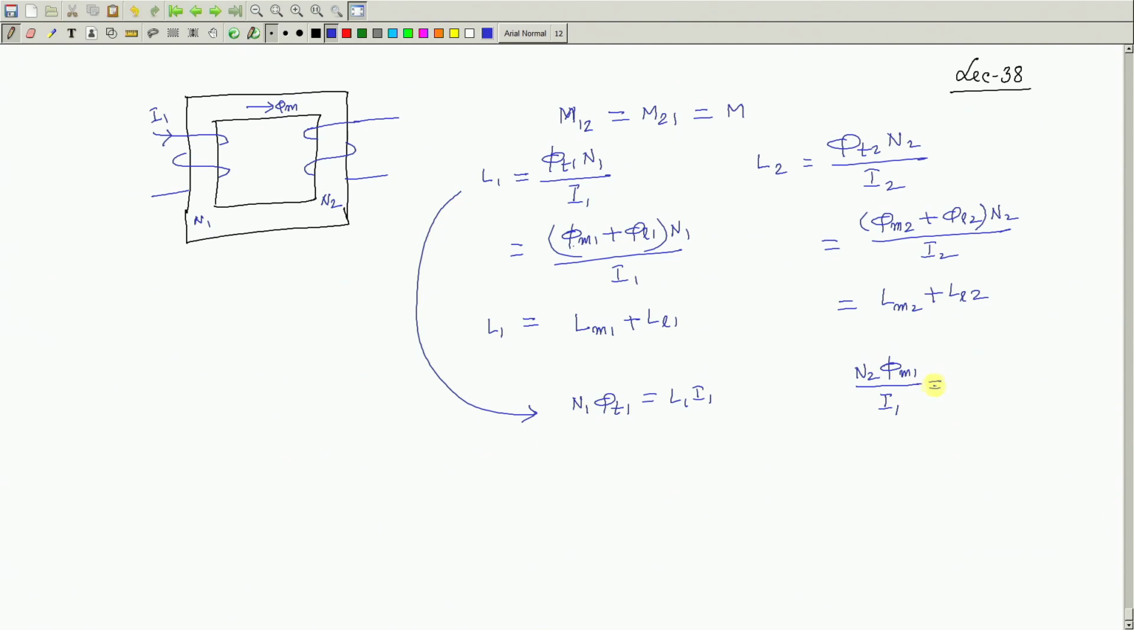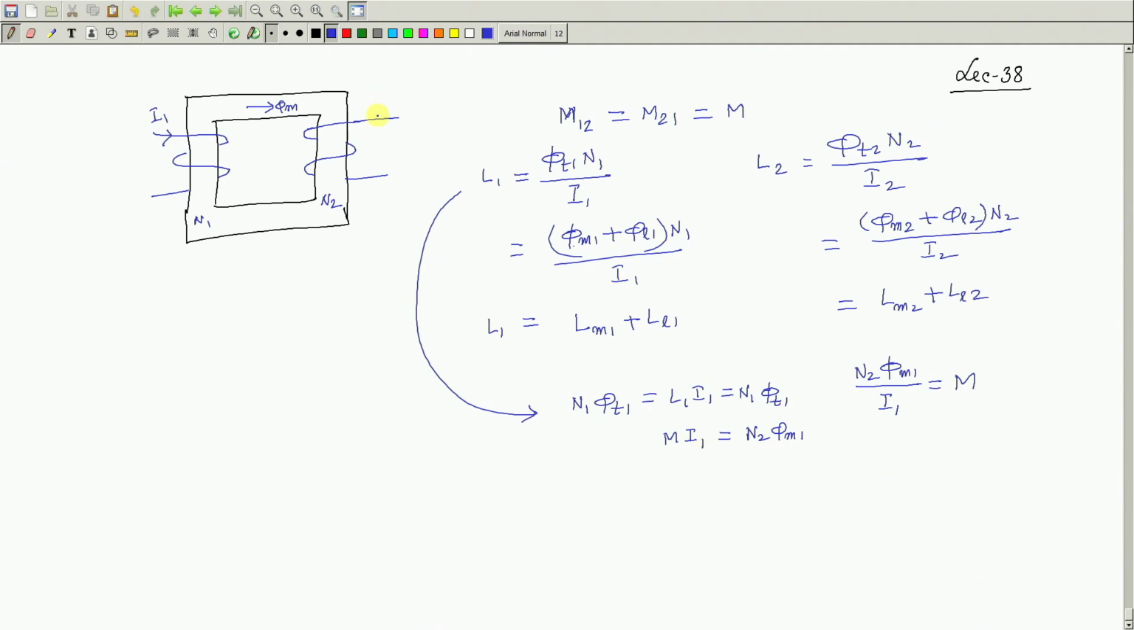I was calling it M21 or M12, but we have established that these are the same, so M. Therefore, also note that L1 I1 will give you the total flux linkage with the first coil, and M into I1 will give you the flux linkage with coil 2 when coil 1 carries current I1, and vice versa. So inductance into current will give you flux linkage in Weber turns. This was the basis of the thing.